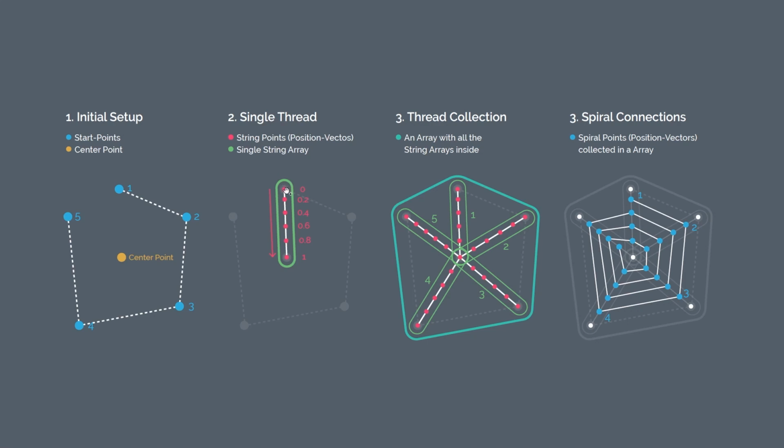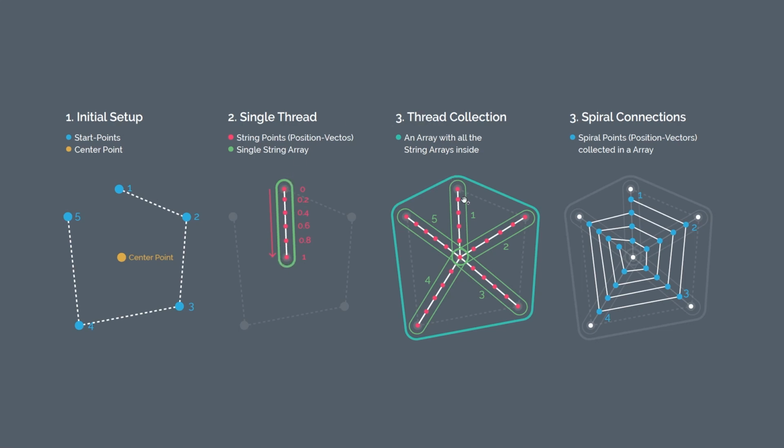We get one start point and the center point. We build a vector from the start point to the center point, then divide it by a defined count, and then feed the vectors inside an array. I call this our string array. This will be a single thread.